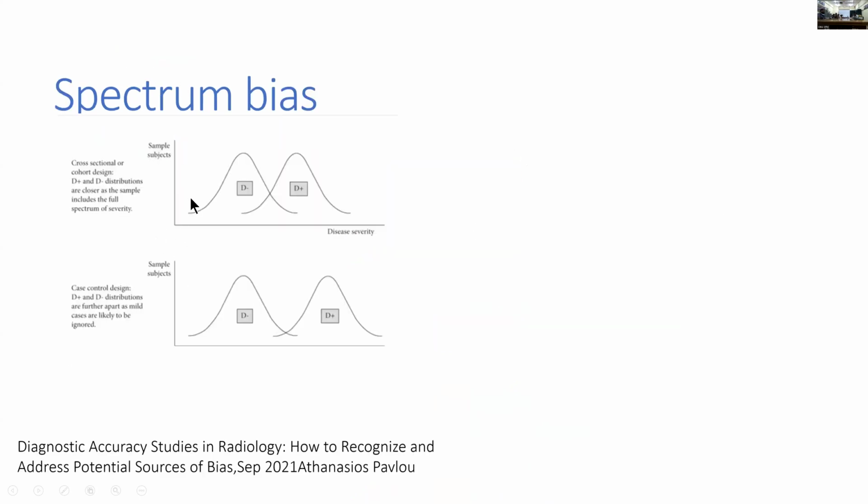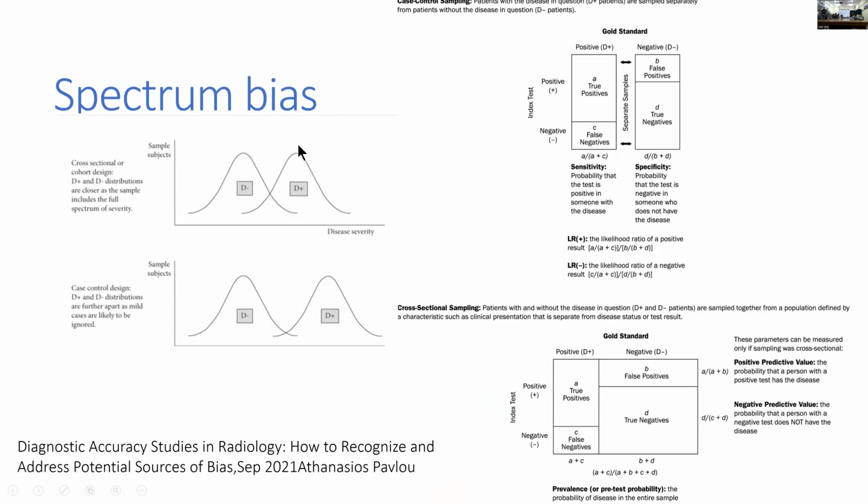So one is how you take the sample for your testing. We can do a cross-sectional cohort design, that is, you take all the patients with and without disease. So you'll get people with disease, without disease, and some in between patients who are ambiguous. If you take a case control, that is, you take patients with disease and patients without disease, you will miss the center people. So we do not know how the test acts in those people.